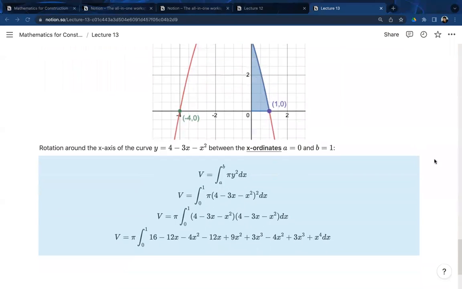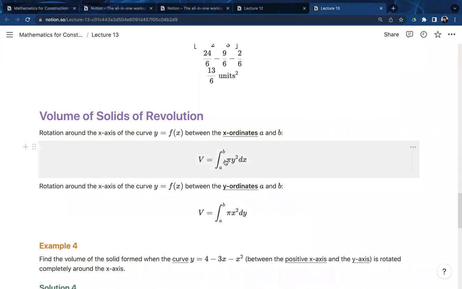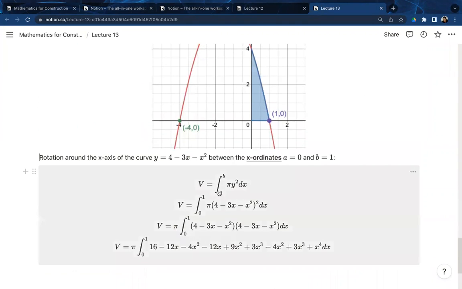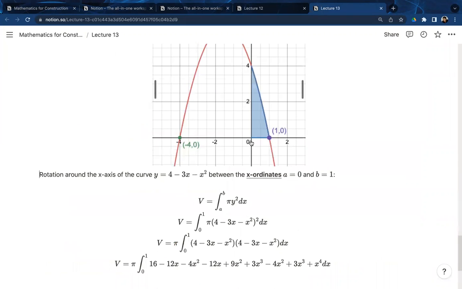So rotation around the x-axis is given by the formula up here, integral of pi y squared dx. So pi y squared dx between the lower and the upper limit. The lower limit is 0, the upper limit is 1. So from 0 to 1, pi times this thing all squared. Remember, whatever y is, all squared, because it's y squared. Y turns out to be this quadratic here. Square means you multiply it by 2 brackets.